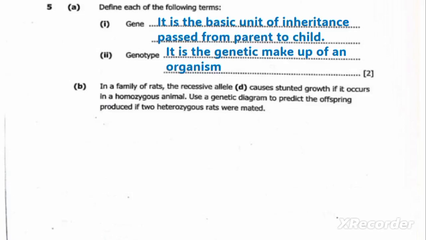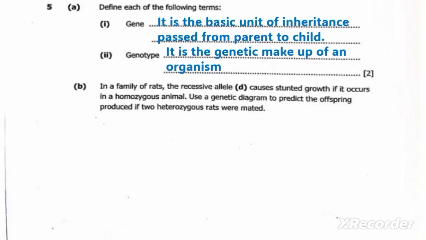We shift to the next question, which is question 5b. The question reads, in a family of rats, the recessive allele, small letter d, causes stunted growth if it occurs in a homozygous animal.